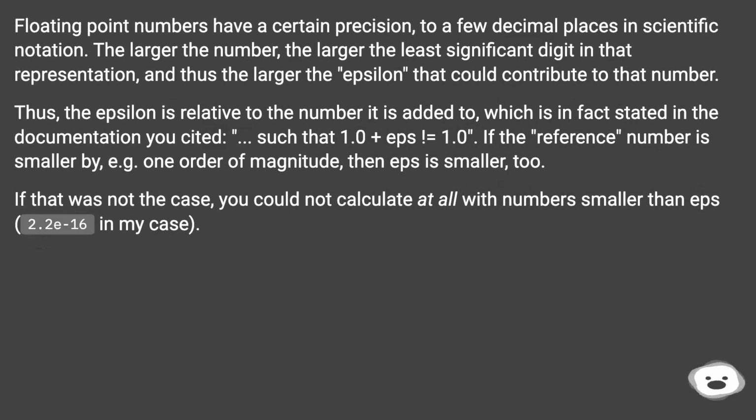Floating point numbers have a certain precision, to a few decimal places in scientific notation. The larger the number, the larger the least significant digit in that representation, and thus the larger the epsilon that could contribute to that number. Thus, the epsilon is relative to the number it is added to, which is in fact stated in the documentation you cited, such that 1.0 plus eps not equal 1.0.